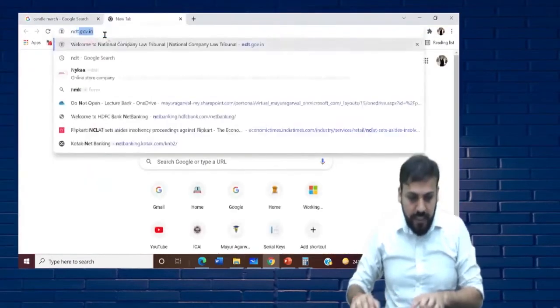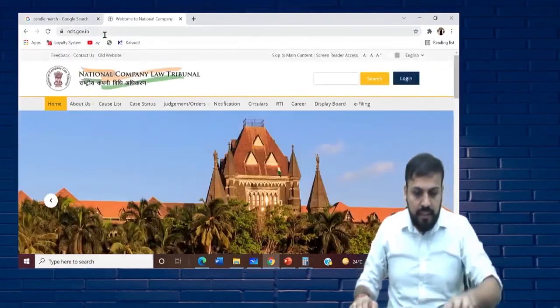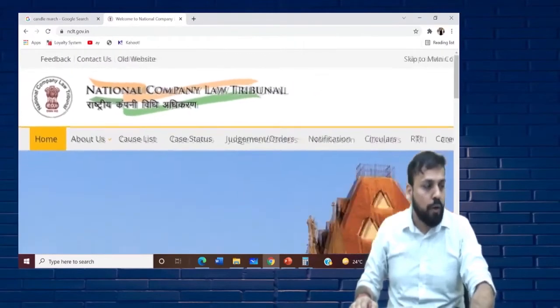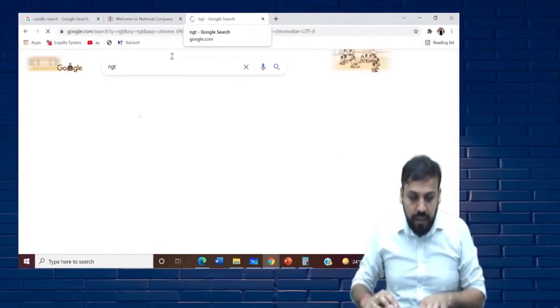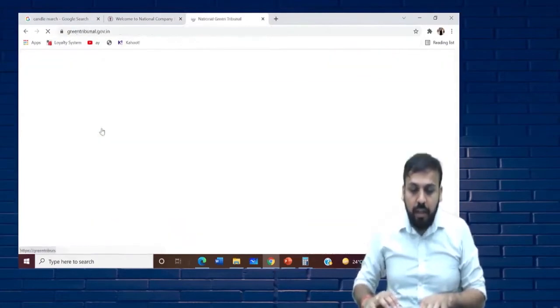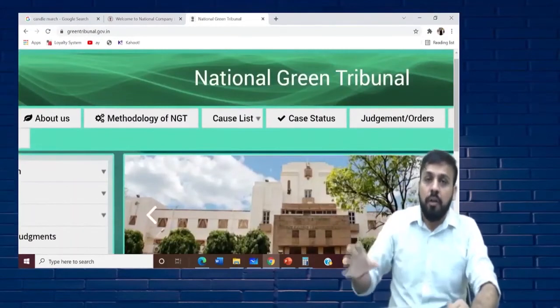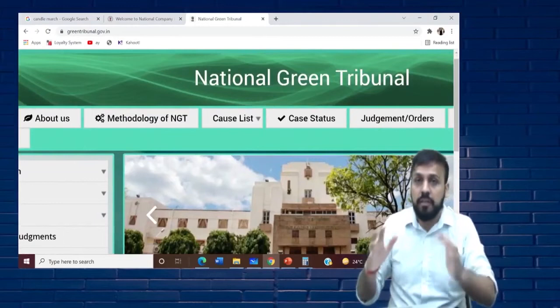If I put NCLT, I'll show you the website. This is NCLT. This looks after company law and is a court for company law. Then, if I'm talking about NGT, the National Green Tribunal, greentribunal.gov, this takes decisions regarding environmental law. So these are courts which focus only on one area.